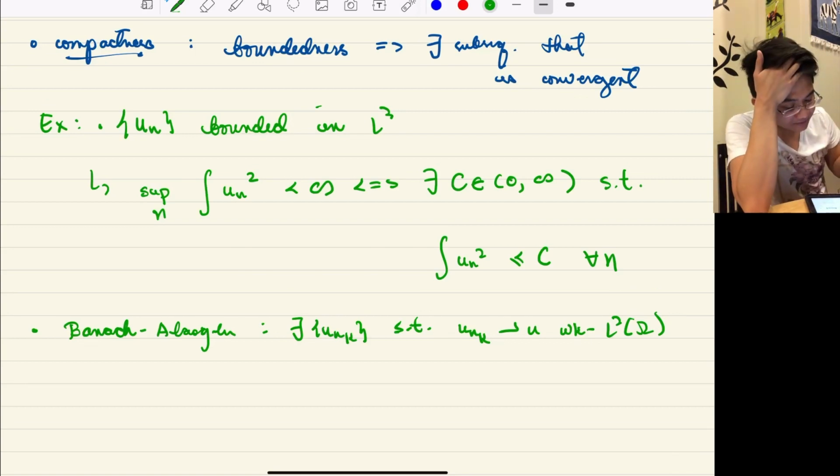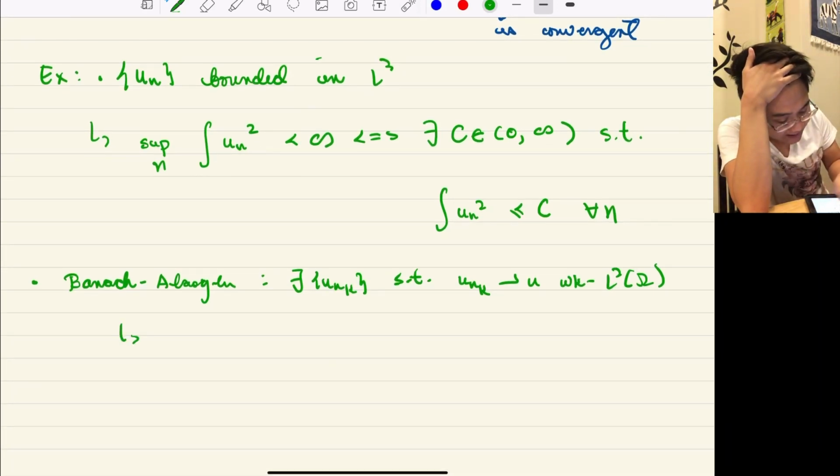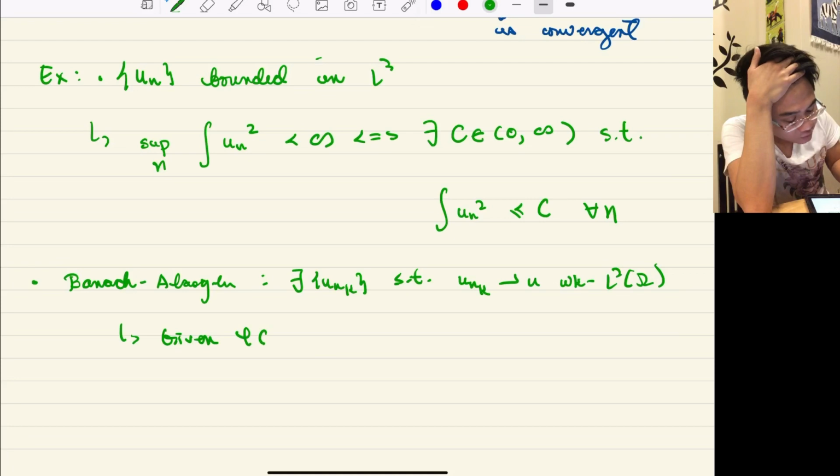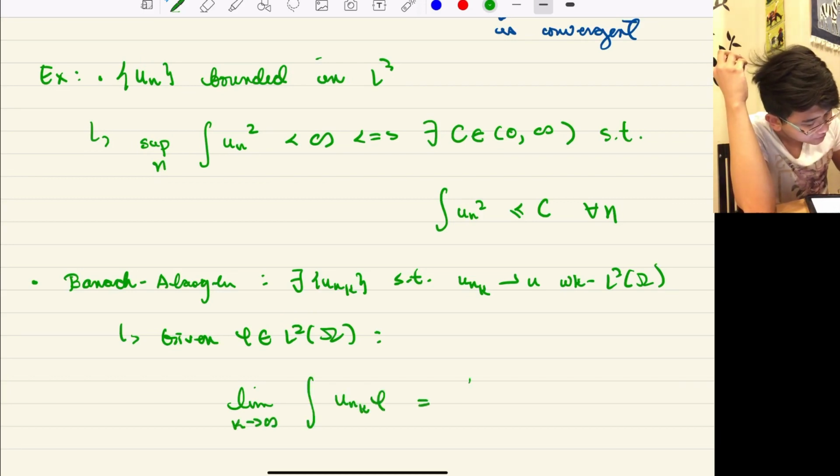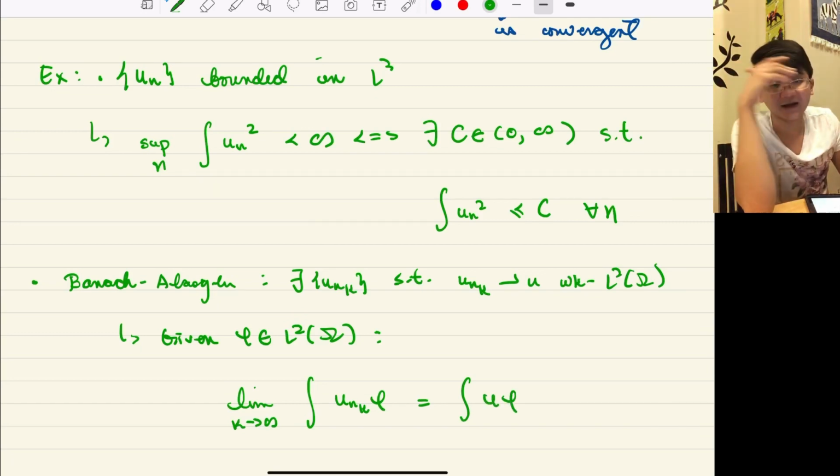So what does this mean? What this means is that, given some phi in L2, the following holds: the limit as k approaches infinity of the integral of u_nk times phi is equal to the integral of u times phi.